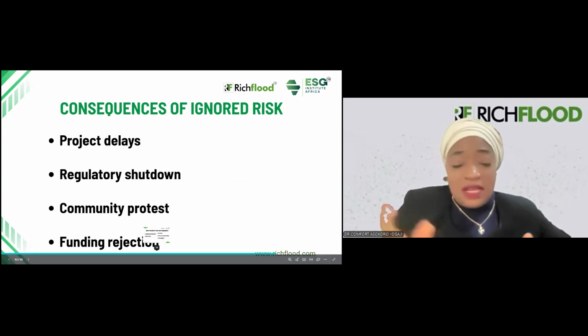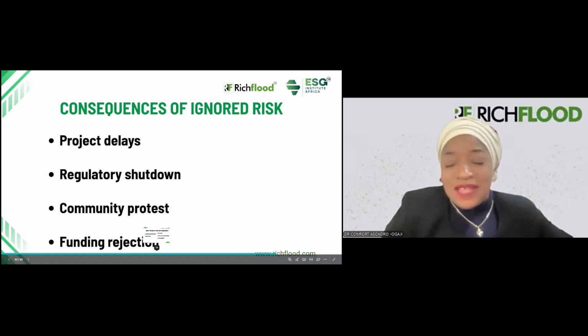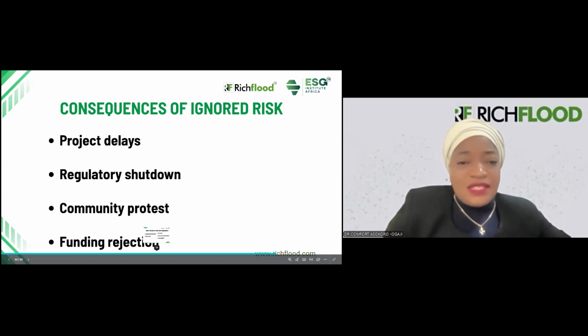The consequences will include project delays. It can include regulatory shutdowns. I've sat in meetings where we were trying to negotiate with the regulators for the operation to proceed because of a shutdown. It can lead to community protest as well, and eventually rejection of financing. These are real outcomes that affect project success, and that is why we run this series, to raise awareness among project proponents and financial institutions about what to look at and how to manage the issues. Then I will talk about risk and bankability.